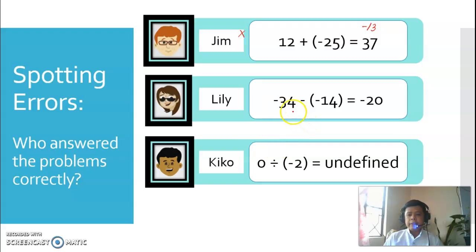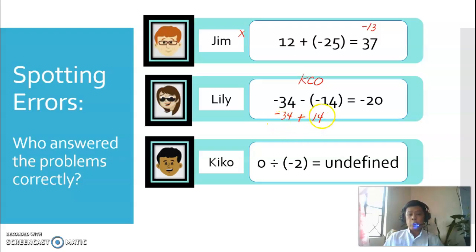Next, si Lily naman. Negative 34 minus negative 14. Ang sabi niya, ang difference daw ay negative 20. This is subtraction. So, kailangan apply natin yung KCO technique. Keep, change, opposite. So, keep natin yung unang integer. And then, yung C naman ay change. Yung minus gawing plus. And then, yung opposite ng negative 14 ay positive 14. And then, we will go back to addition.